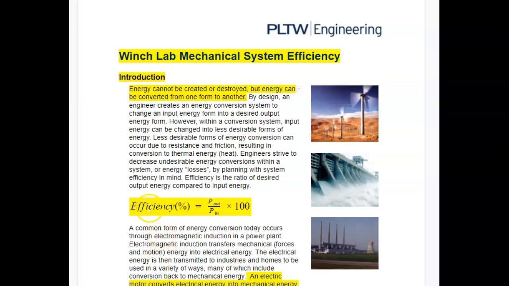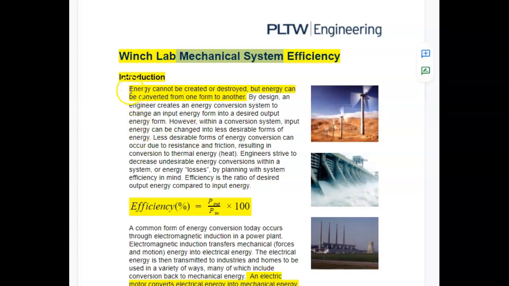This will help you get started on the Winch Lab. It's called the Winch Lab: Mechanical System Efficiency. So this idea is efficiency. We're thinking about how much is wasted or how much is used for what we want. And this is a mechanical system because it's a winch, and winches are used to lift things up.